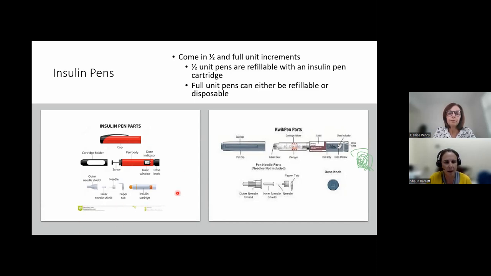So that's the pen here on the left-hand side, just to show you the parts. The parents should do the setting up for you, but this is just to give you a feel for the different components of the pen.